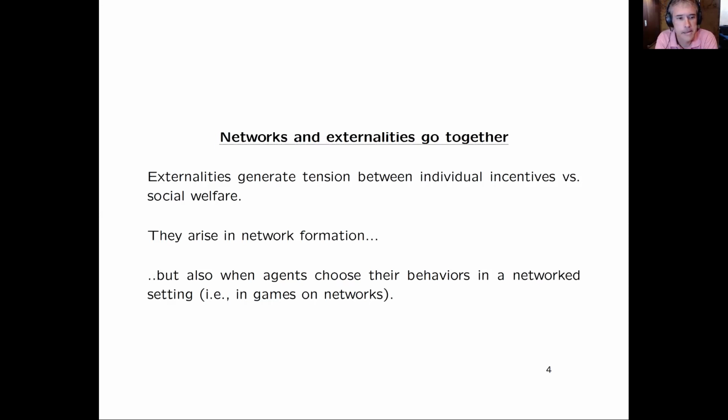They create a scope for policies that can lead to increases in social welfare. And these externalities arise in the context of the formation of the network. Maybe when I form a tie, I don't take into account the benefits or costs that tie imposes on other agents in the network. And they also occur when we're playing games on a network.